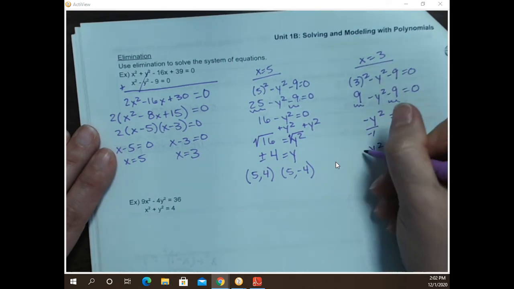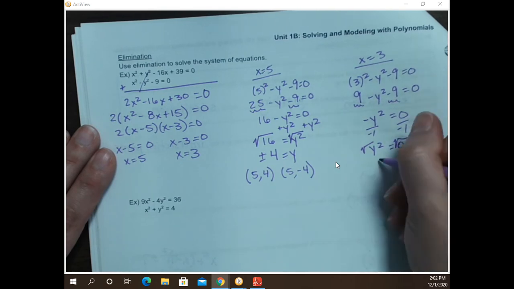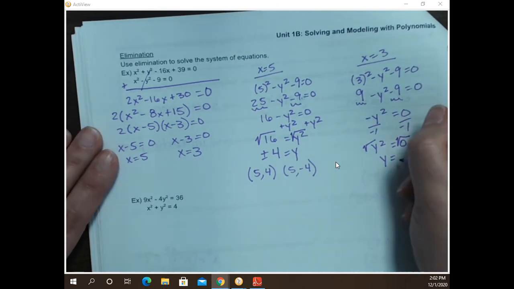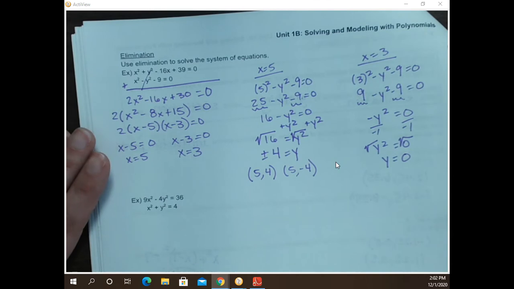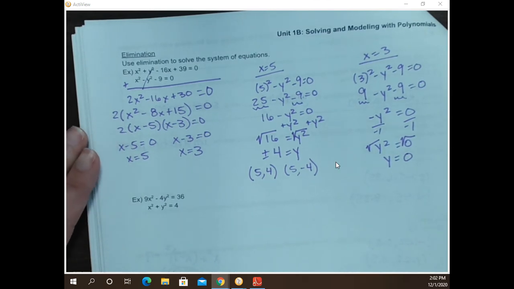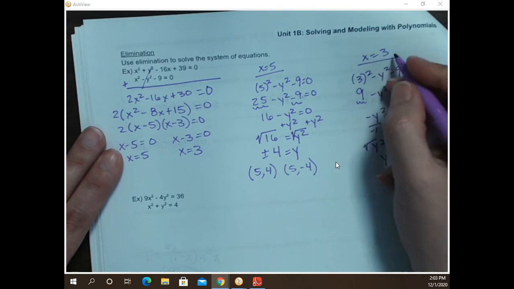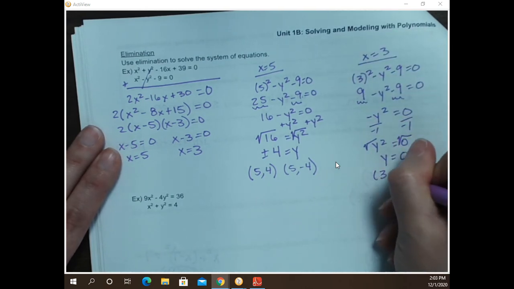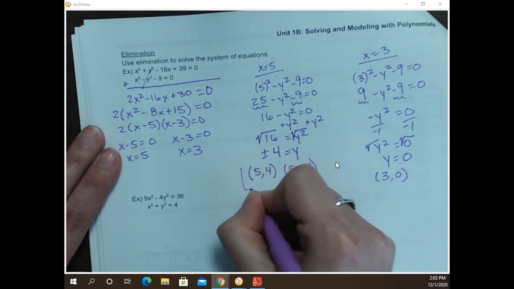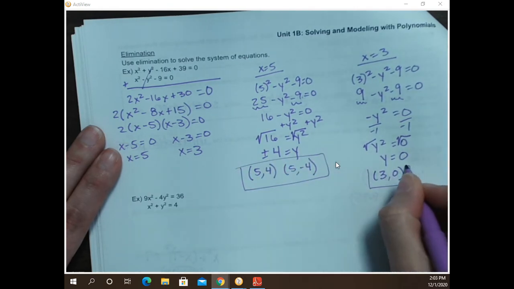equals 0. And then again, I'm going to take a square root, and I get y to be, I guess technically if you wanted, plus or minus 0, but 0 we don't think of as being positive or negative, just 0. So I only get one solution when x is 3, and that would be the point 3 comma 0. So 3 solutions this time for my system of equations.